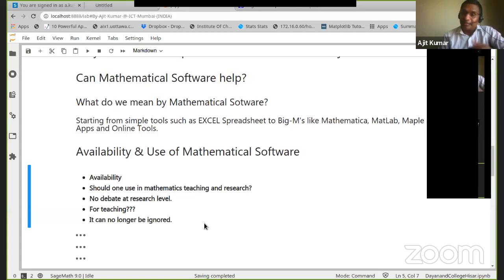Because it is needed. Many things cannot be done without these tools. The research in mathematics and in many science fields has taken a new turn due to the invent of computers and these softwares. But when it comes to whether we should use it in teaching or not, there is still some debate.